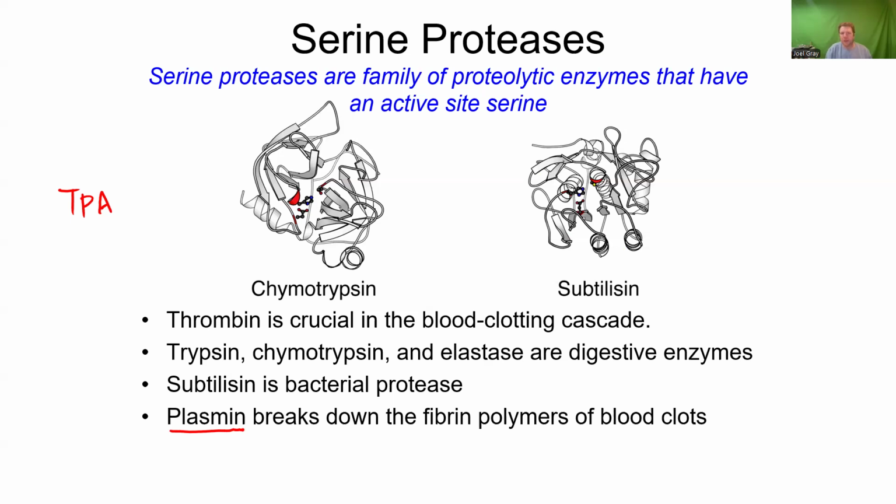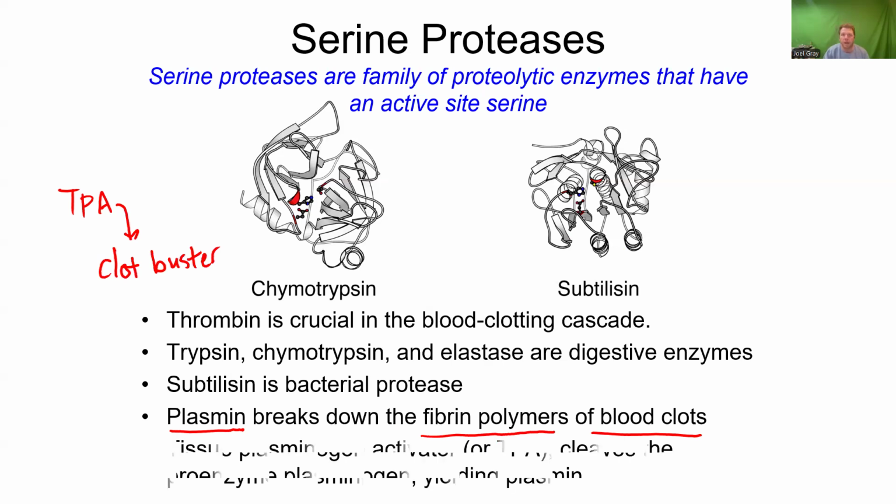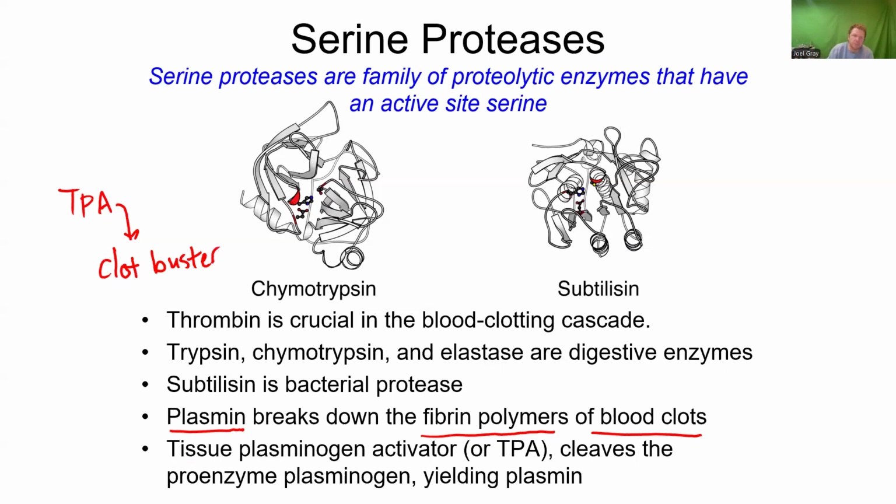Now, plasmin is an example of a protease, and it breaks down polymers of clots. TPA is also known as the clot buster. If someone has a blood clot in their brain or something like that, and they're administered TPA within, I think, a 3-hour window of whenever the clotting began, their stroke symptoms are pretty minor because that clot gets busted up. Tissue plasminogen activator, or TPA, cleaves the proenzyme plasminogen, yielding plasmin.